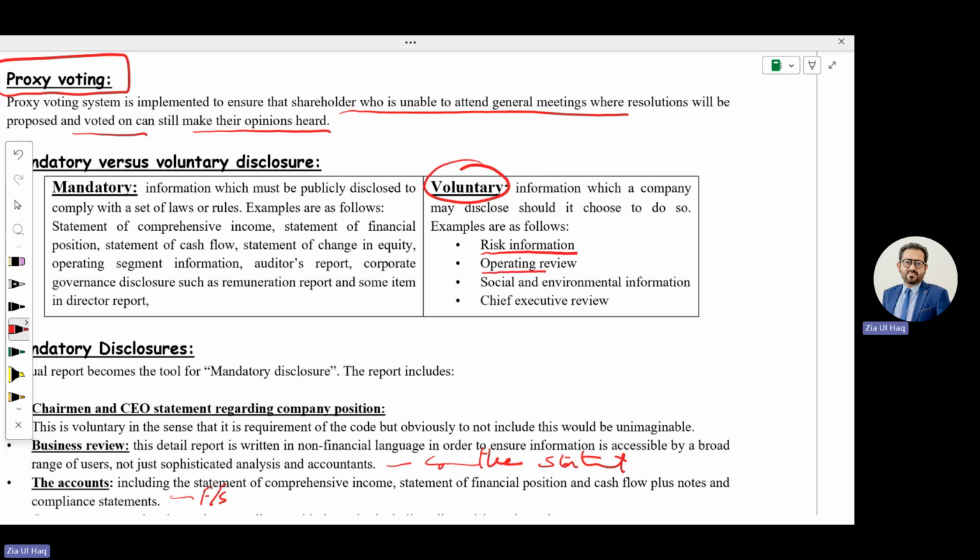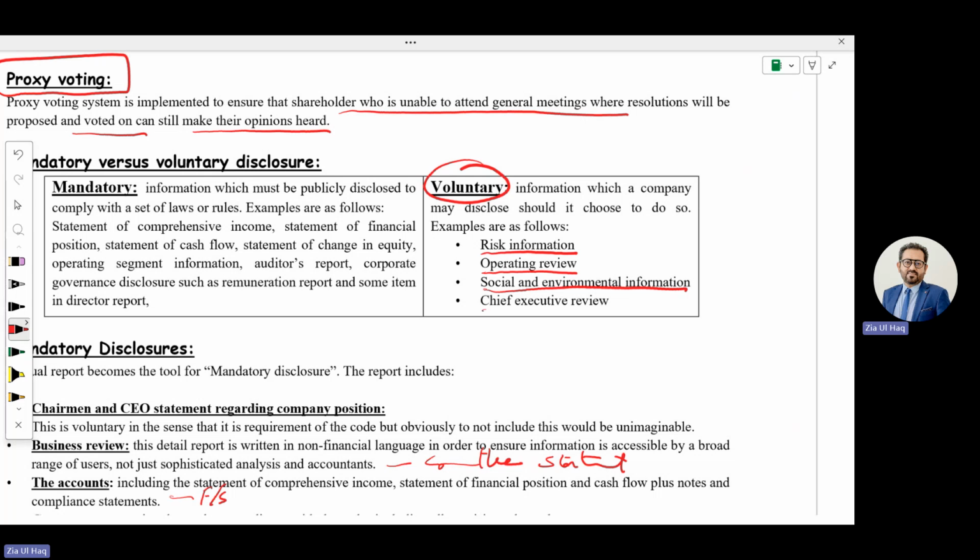Operation review: a company can provide a report, a statement regarding detail of their business operation. I mean how we are manufacturing the goods, how we are performing environmental responsibilities, how we are managing the environment better. A company can provide social and environmental information. If a company is performing social and environmental responsibilities, they can provide a statement as a voluntary disclosure.